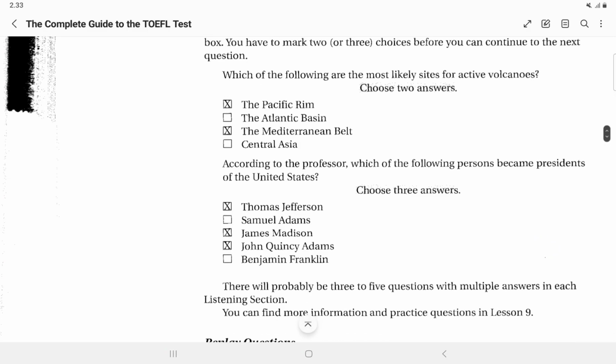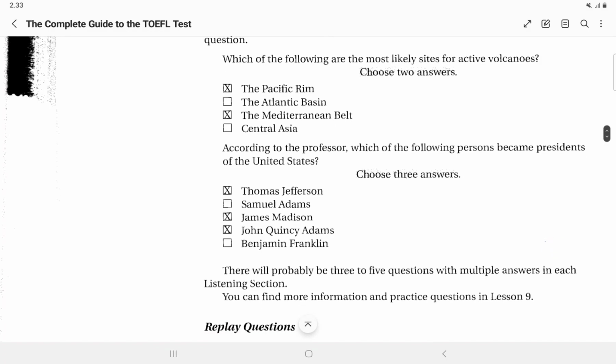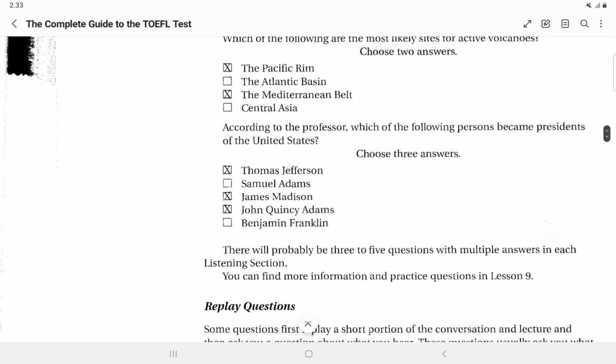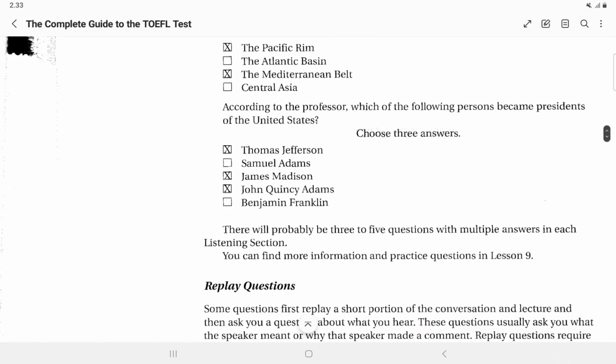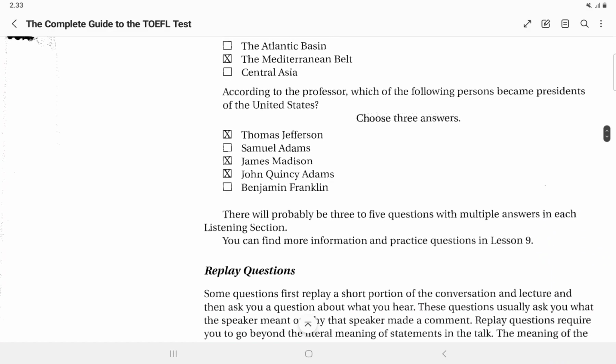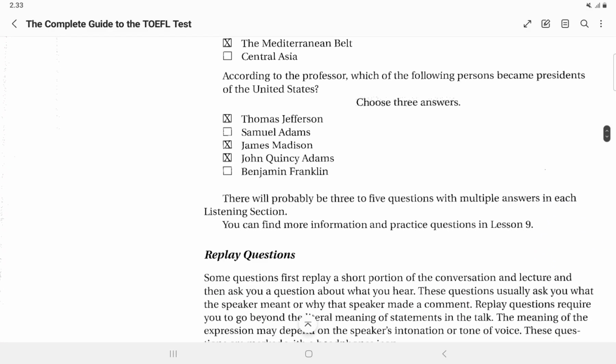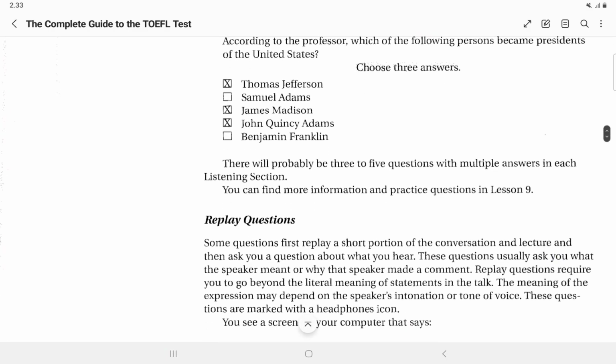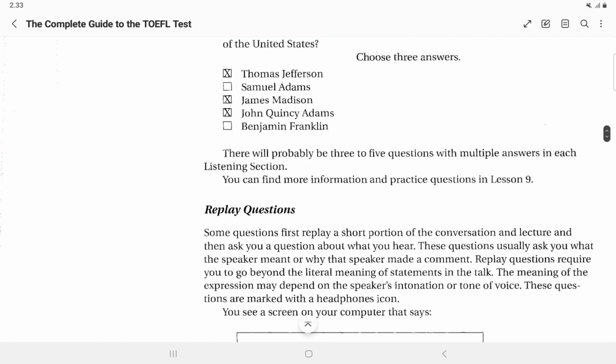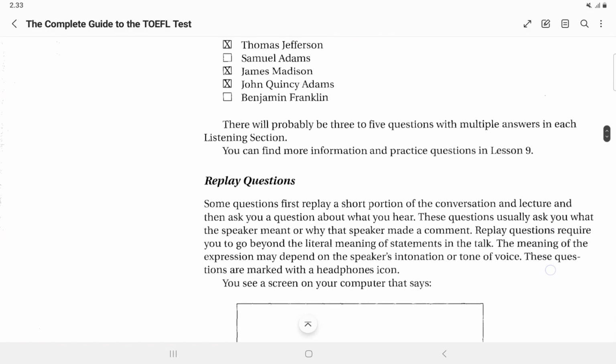Which of the following are the most likely sites for active volcanoes? Choose two answers. The Pacific Rim, the Mediterranean belt. According to the professor, which of the following persons became presidents of the United States? There will probably be 3 to 5 questions with multiple answers.